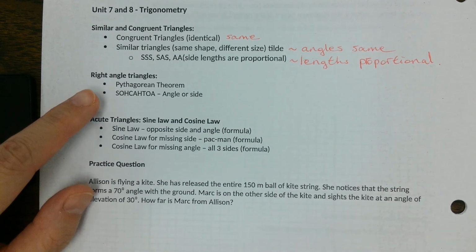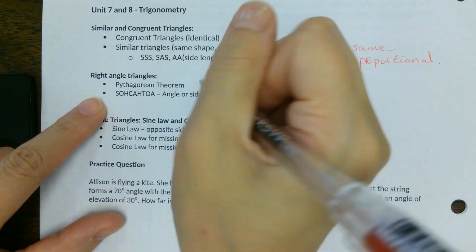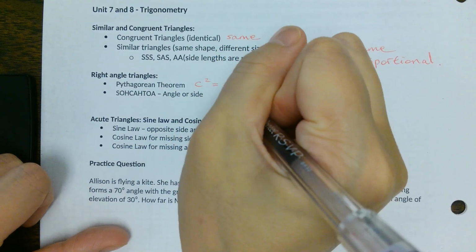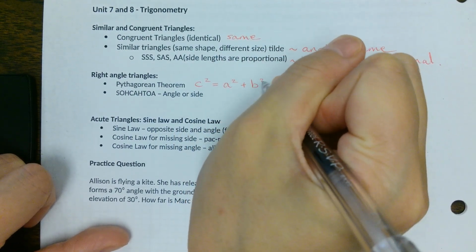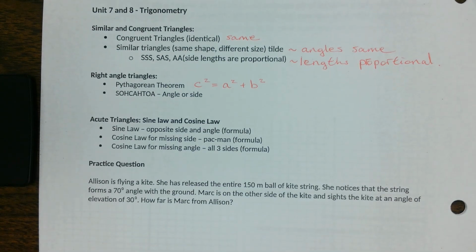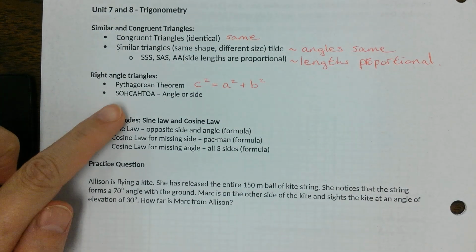In a right angle triangle, we can do Pythagorean theorem. C squared equals A squared plus B squared. And we can do SOHCAHTOA. That is how you spell SOHCAHTOA. Don't spell it any other way.